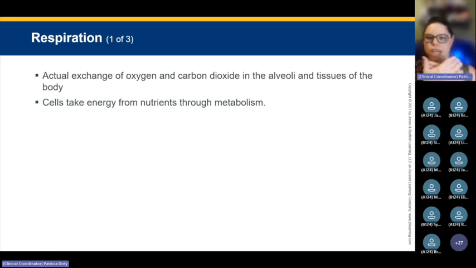And there's going to be a change in all of those. Your cells are going to take energy and they're going to give all the waste products away.